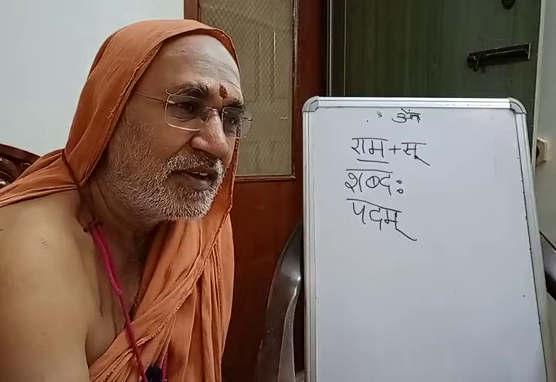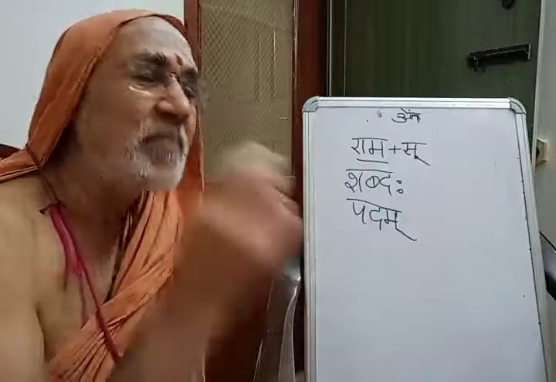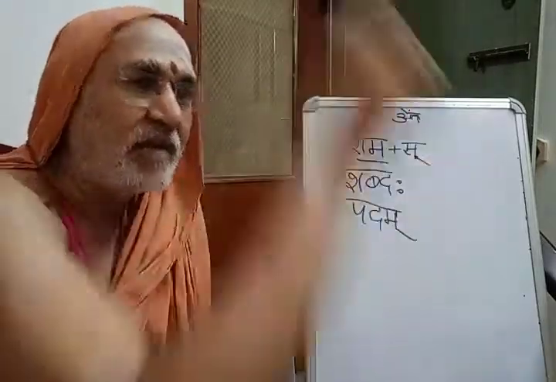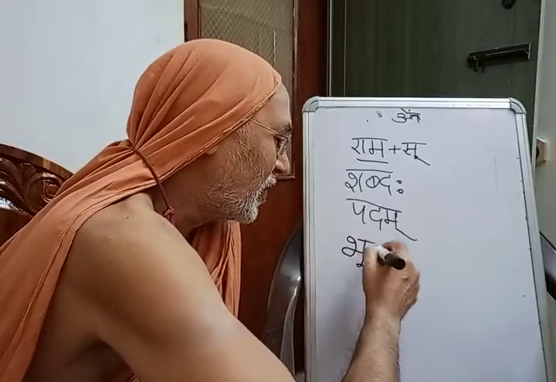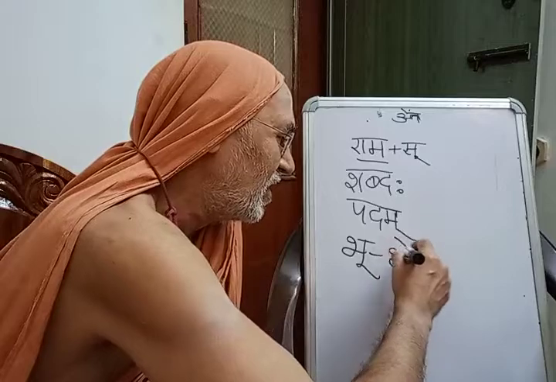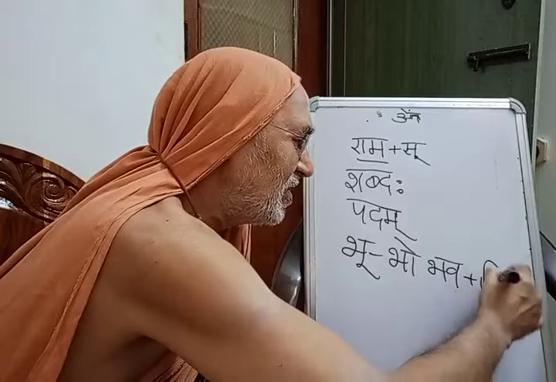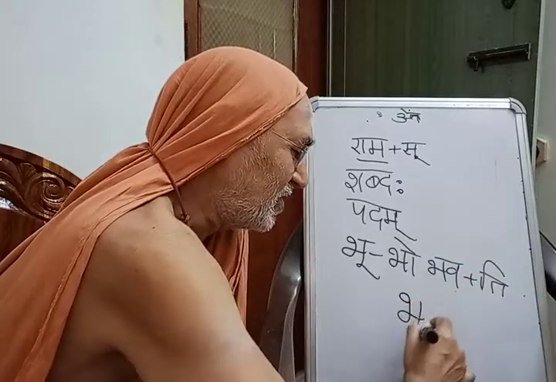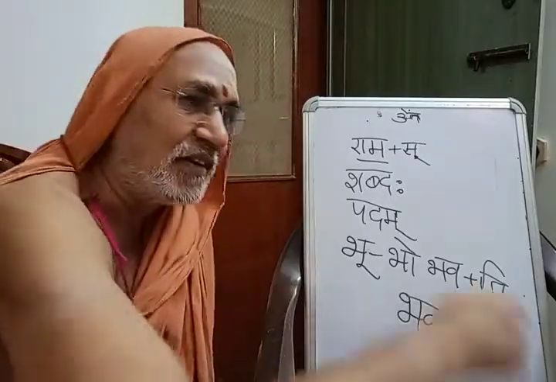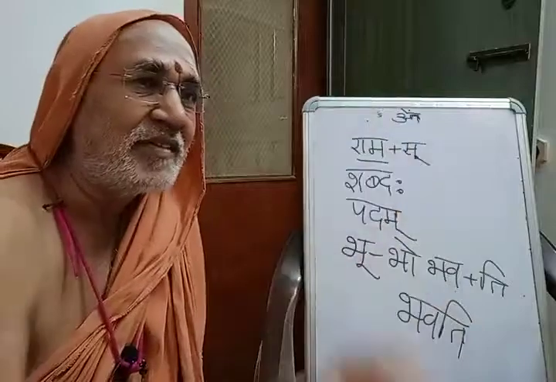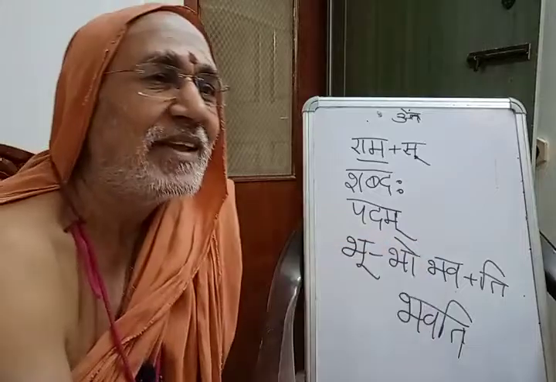A verb also. Dhatu is a Shabda. But when some tense, whether present tense, past tense, any particular tense, when the tense form is completely derived, like Bhavati, it is a Pada. Bhu is Shabda. Bho is Shabda. Bhava is Shabda. Ti is a Shabda. All are Shabdas. But once Bhavati is derived, then it becomes a Pada, because the suffixes are added to them and the word is derived.